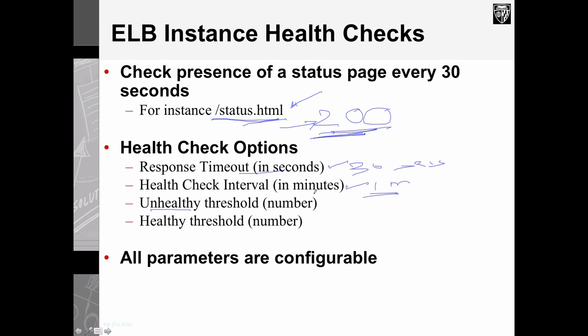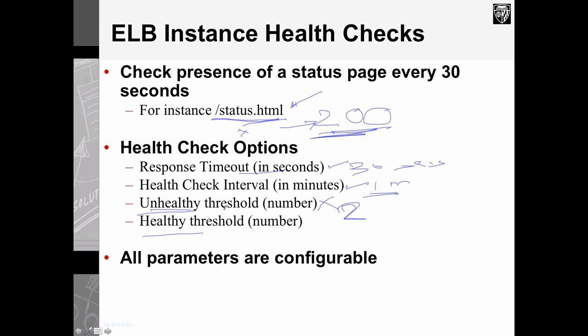The next parameter we need to configure is unhealthy threshold. How many times should this page fail before I mark this instance unhealthy? This is the number of times the page is allowed to fail. So let's say you set this parameter to 2. That means you're telling the ELB that as long as you don't receive a valid status code after 2 attempts, mark this instance unhealthy.